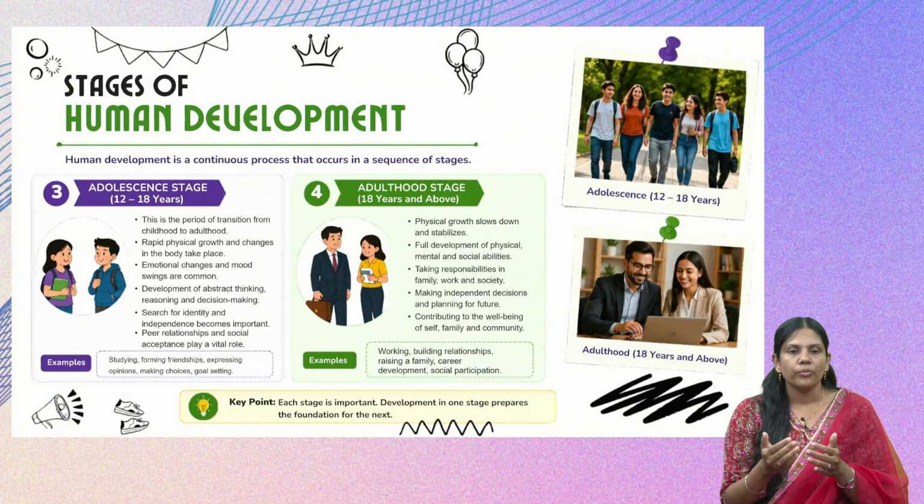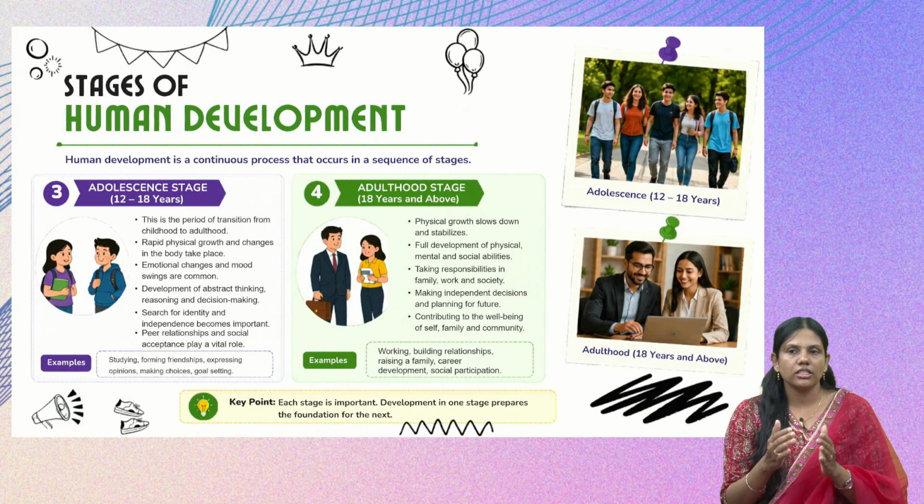Peer relationships and social acceptance also play a very vital role in the adolescent stage. Examples here: students try to express their opinions, they study, they form friendships, they make choices, they set their goals, they try to see what they want to be. All this choice making starts in the adolescent stage.